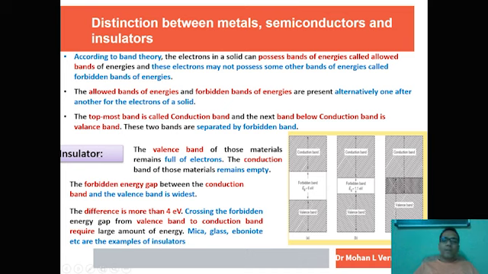The first type is the insulator. This is the band plot of an insulator. The valence band of these materials remains full of electrons, and the conduction band is completely empty, and the forbidden energy gap between the conduction and valence bands is widest, more than 6 electron volt. The examples are mica, glass, and ebonite, and these are good insulators.